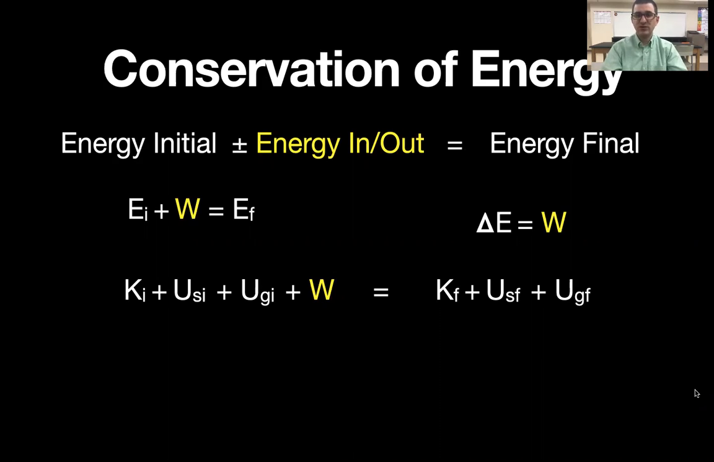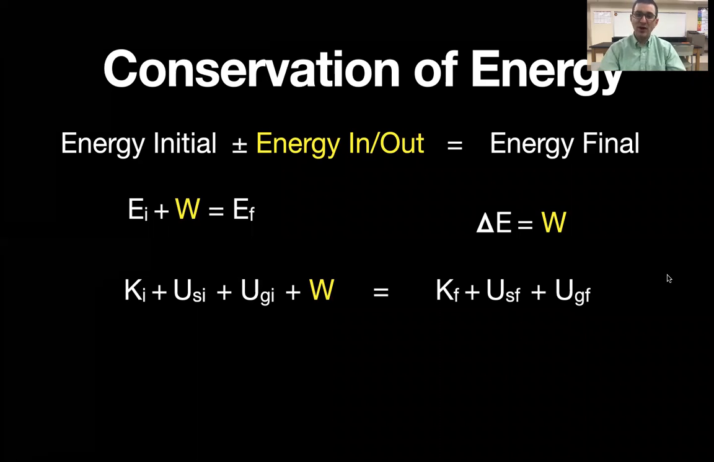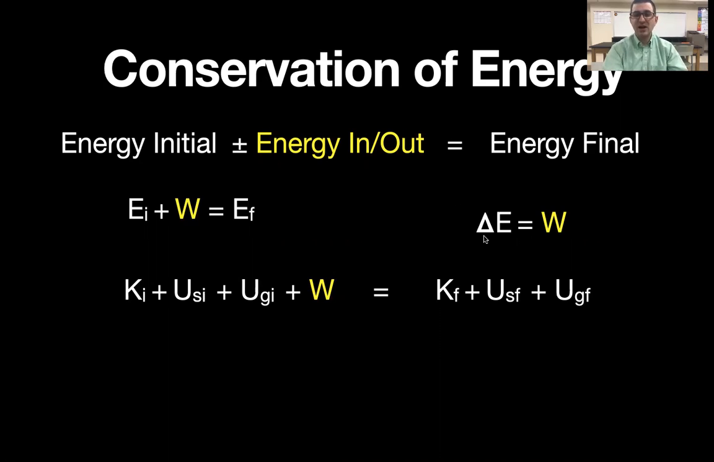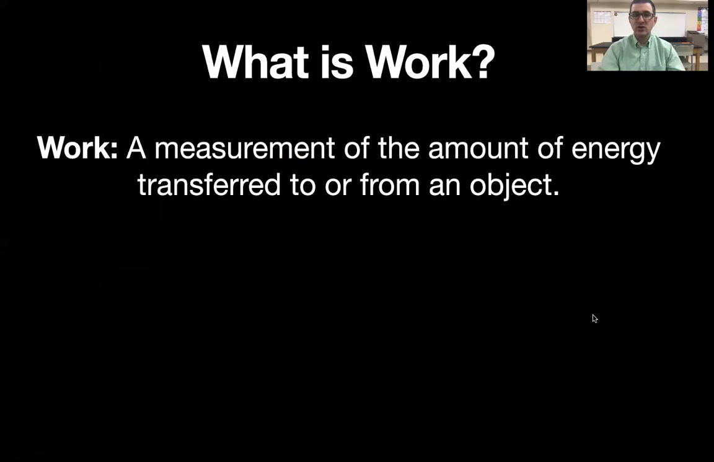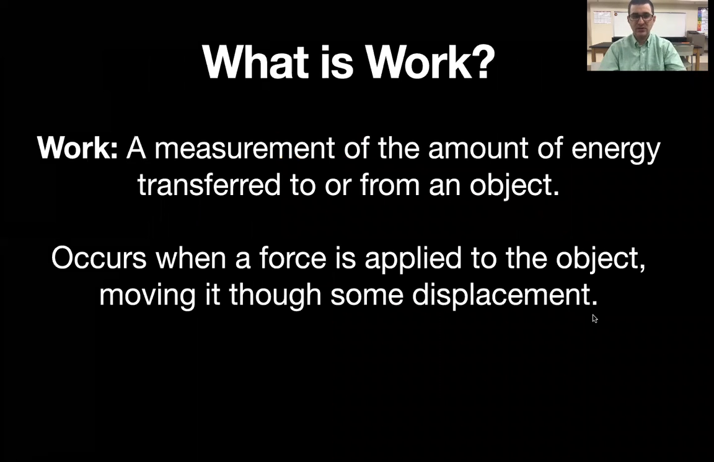And probably the easiest one to remember is the change in energy equals work. So that's one way that we can try to figure out how much work was done on an object, is to see how much the energy changed. So for example, just as a basic definition, we can say that work is a measurement of the amount of energy transferred to or taken from an object. And this occurs mostly when a force is applied to an object, moving it through some displacement.